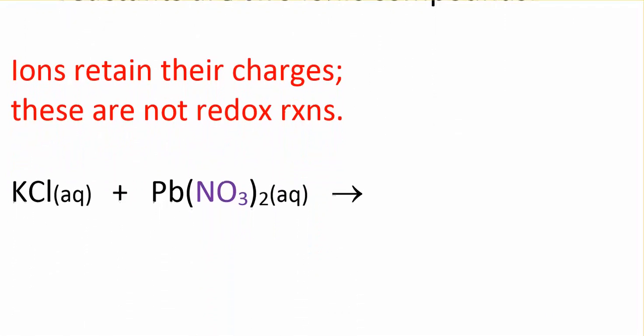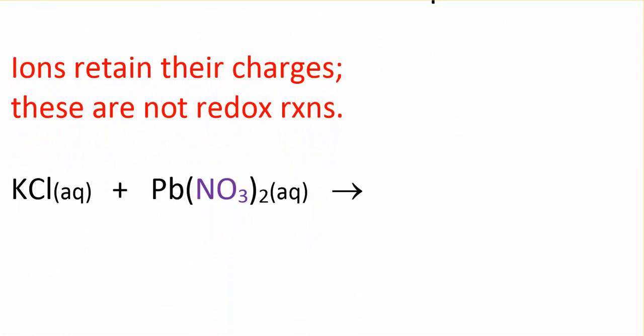Let's look at how to predict these products. We will predict these products. So it's a good idea to start by figuring out the charges on everything, and you can use your periodic table and your memorized polyatomic ion charges to do this.